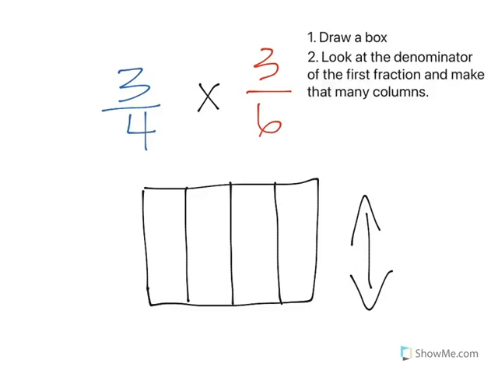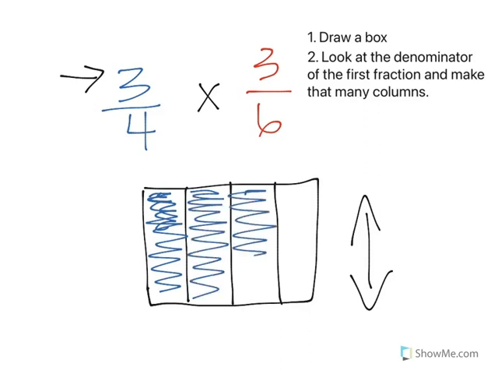Now we look at the numerator, and that's how many we're going to shade in. So our numerator is 3, so we're going to shade in 3 columns here. And this represents 3/4. So something else that I want to point out is that when you're multiplying fractions, you're really taking a part of something. So in this problem, it says 3/4 times 3/6. Well, really you're saying 3/4 of 3/6.